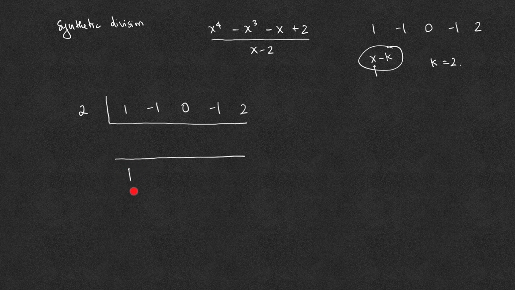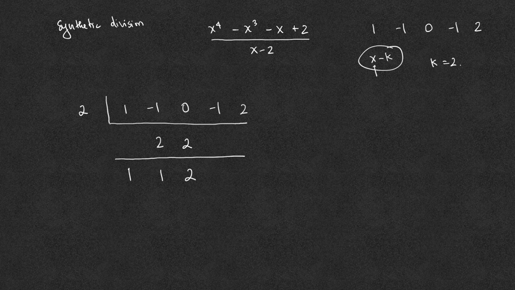Take this 1 and multiply by k. 2 times 1 is 2, and put the result in the next column. And then add the numbers in the second column. Negative 1 plus 2 is 1. Then take this 1 and multiply by k. 1 times 2 is 2. And then add the numbers in the third column.